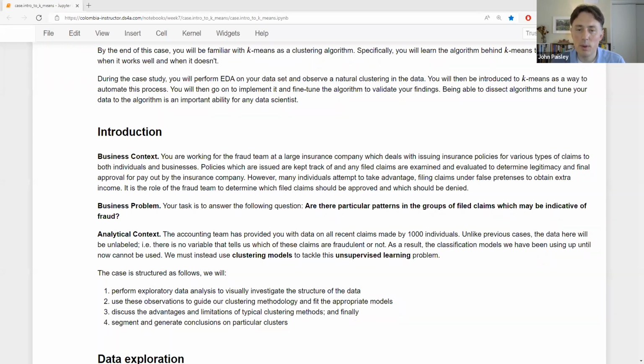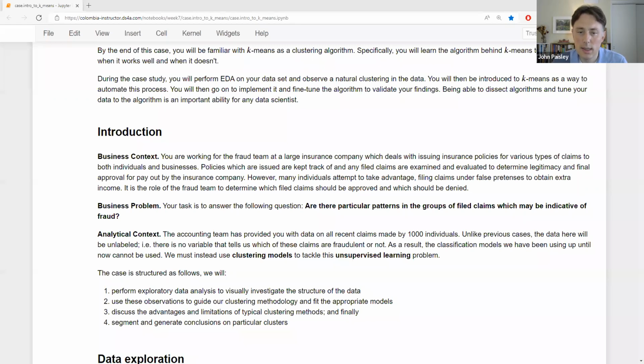The business problem is that we want to answer the following question: are there particular patterns in the groups of filed claims that may be indicative of fraud? So we're not going to answer the question completely. We're not going to come up with a final model for making these decisions, because that would be a classification problem. We're interested in looking at the data to see if there are patterns that seem perhaps unusual, parts of the data that seem unusual.